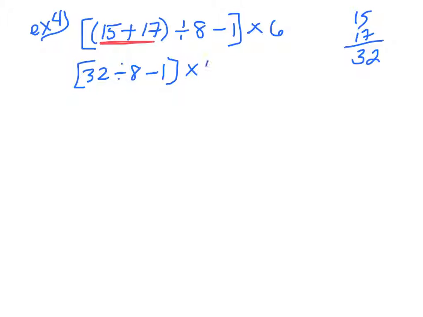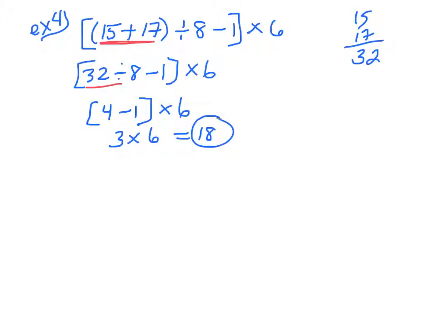Copying, copying, copying. Inside the bracket, the next thing that I need to look for is any multiplication or division. There is a division problem. So 32 divided by 8 is 4. Now I have one operation left inside the bracket. 4 minus 1 will give me 3. And then 3 times 6 will give me 18.